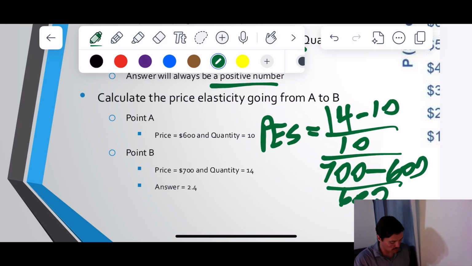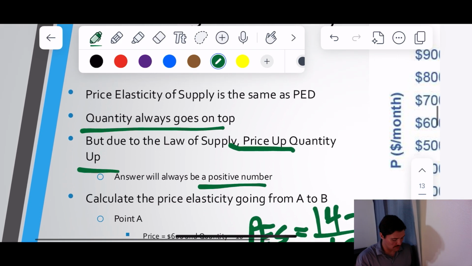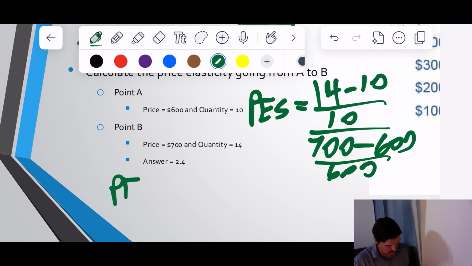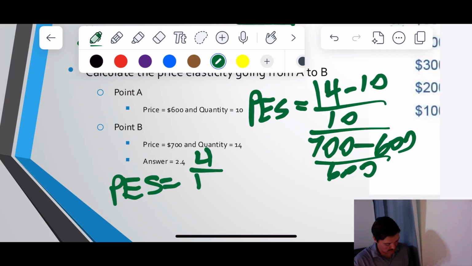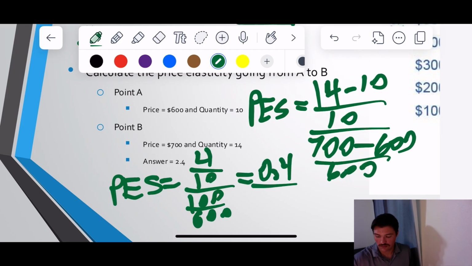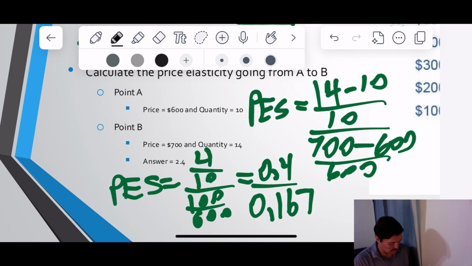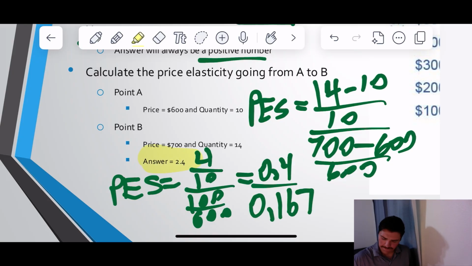Remember, quantity always goes on top. Very important. Right? So if you did this in your calculator, just working top down, you would get 4 over 10 divided by 100 over 600, which is 0.4 over 0.167. And so if you did 0.4 divided by 0.167, you will get 2.4. Okay. Or 2.395, and you can round that up to 2.4.